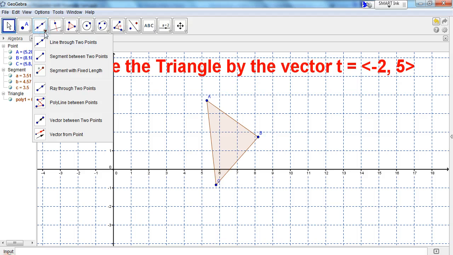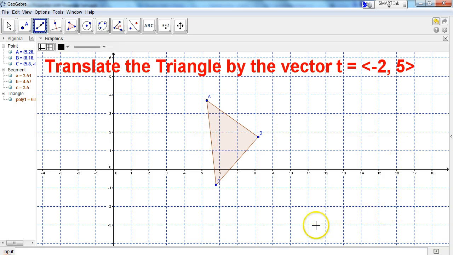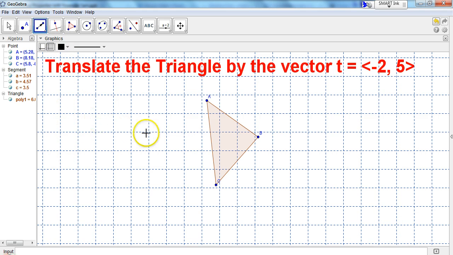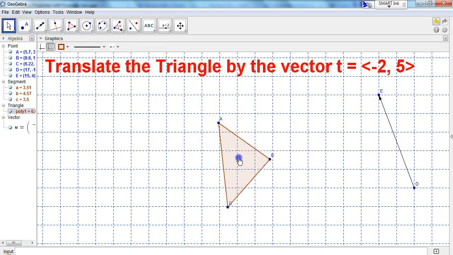We have to set up the vector first. So in my line toolbox here, at the bottom we have vector between 2 points. What we need to do is place a vector anywhere we want on the screen. Just pick a point somewhere, and we don't even need the grid. Maybe right here, we're going to go 2 units to the left, and then we're going to go up 5, 1, 2, 3, 4, 5, and place a point there. So this vector takes a point and moves it 2 units to the left, up 5. Now we can translate this triangle, wherever it happens to be, 2 units to the left and up 5, just by using this vector.